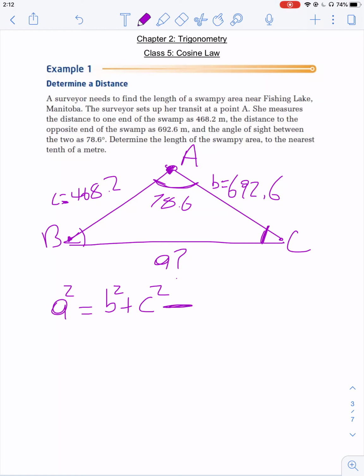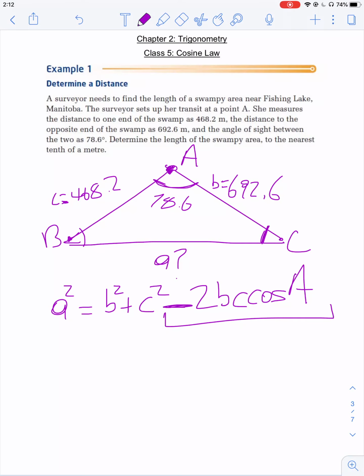minus 2, and these letters will repeat. So B, C, cos of the angle, and this will always match. If this is A squared, then this has to be A. So this is the formula. Not too difficult to remember. It's kind of like the Pythagorean theorem with this extra piece of information.